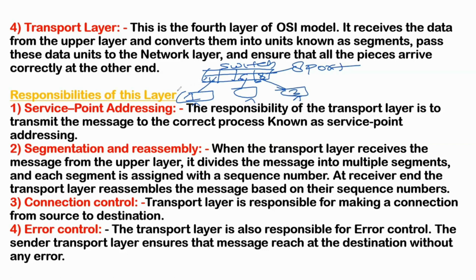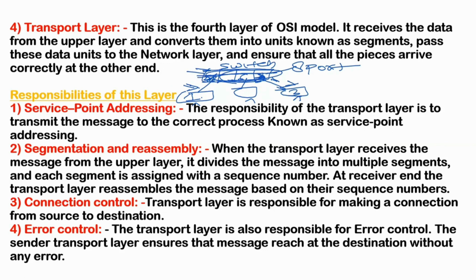So when you send the data from this PC to this PC, who will be responsible for this part? This PC sends the data via this cable to this port, and then this switch sends the data internally from this port to this port, means port number 1 to port number 8, and this port sends the data by this cable to this PC. This internal process is called service point addressing, means correctly sending the data from one port to another port. So transport layer is responsible for this process also.